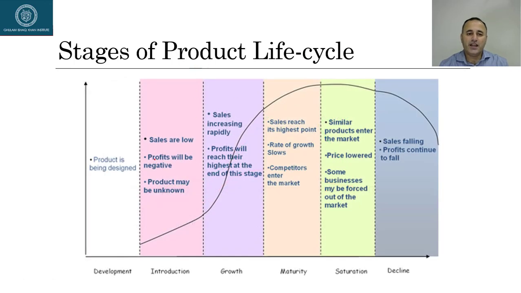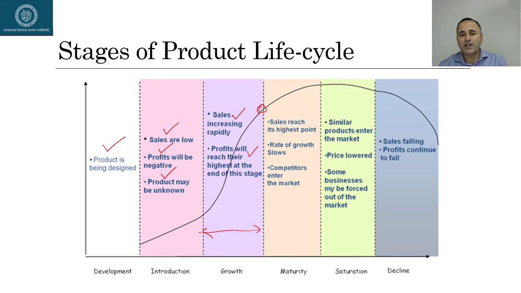Stages of the product life cycle. Again, the product is being designed. In the introduction stage, sales are low initially. Profits will be negative, because you need a minimum number of units sold to hit what they call break even. Below that, you're making losses. The product may be unknown to the people, so people do not know about your product. In the growth stage, sales increase rapidly, and profits will reach their highest at the end of the stage. As you can see, the profit is reaching the highest point.